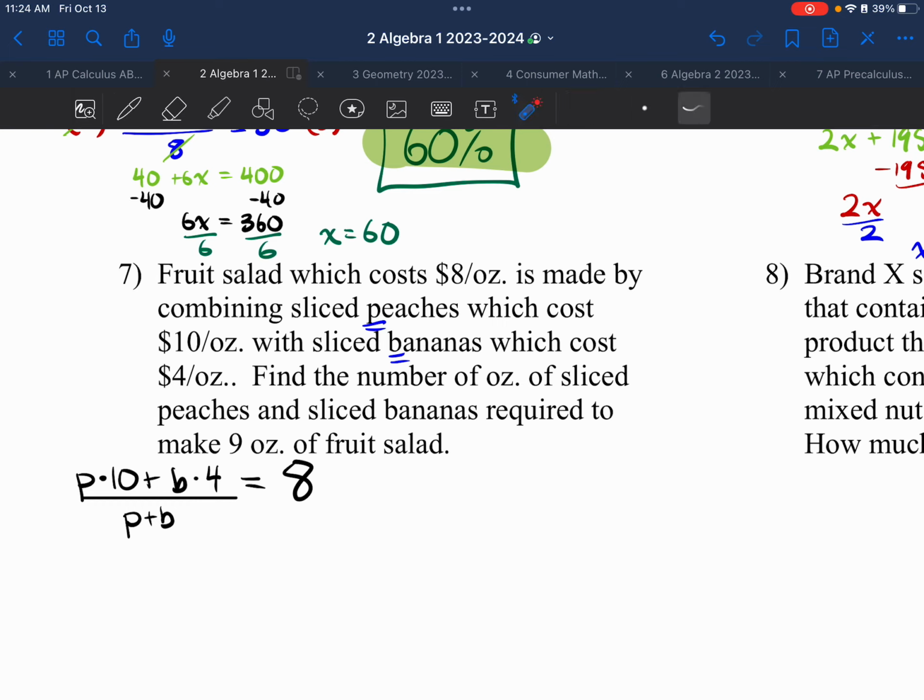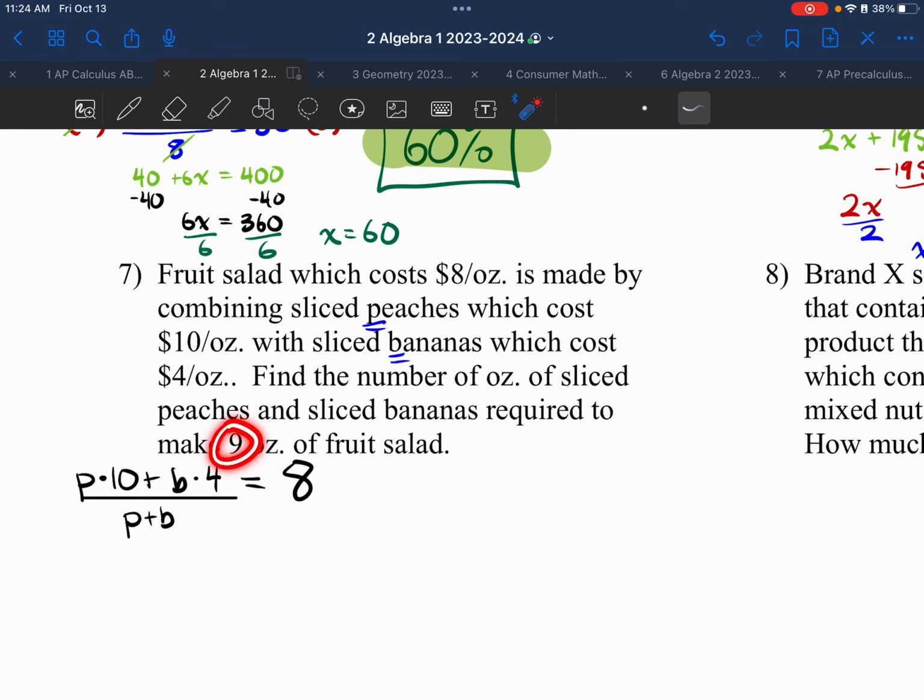There's a problem with this equation, though. The problem is I have a P and a B. I have 2 different types of variables in one equation. There's one equal sign, which means I need a second equation. If you have 2 variables that are not the same, you need 2 equations. So let's make a second equation. We haven't used the fact that we have 9 ounces of fruit salad anywhere in this equation. That must be where the second equation comes from.